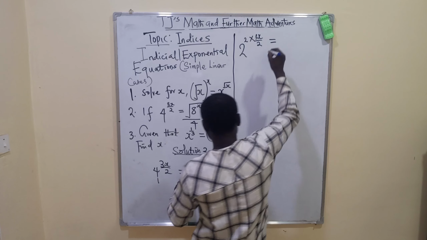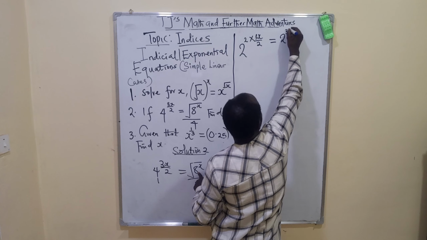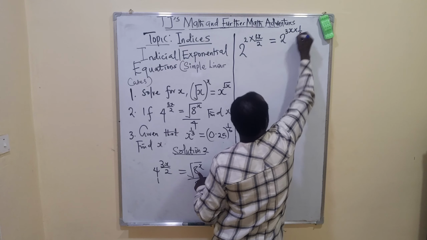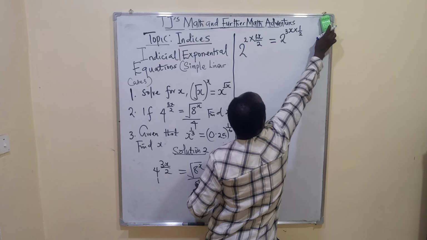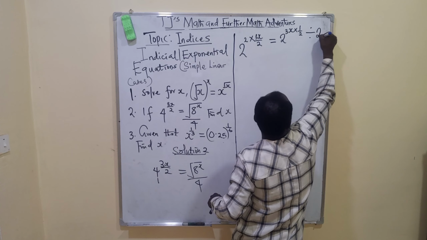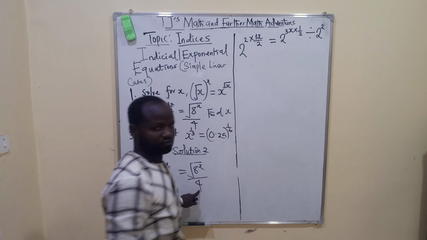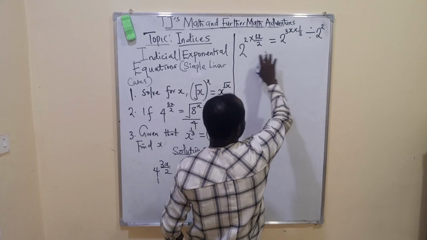This will be equal to, this 8, I can write it as 2 power 3, times half. That's the square root now, because this square root means half. Divided by, let me take this here, divided by 2 power 2. That is this 4, in the center is 2 power 2. So all now are having the same base.